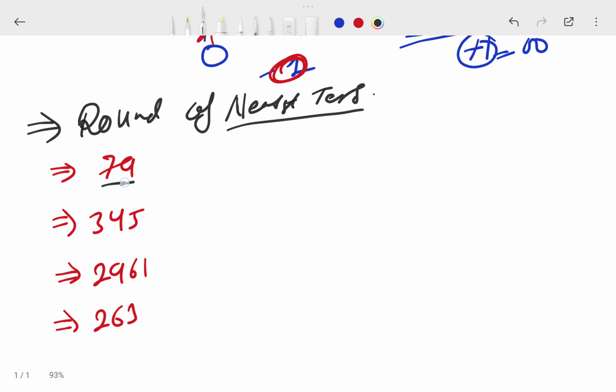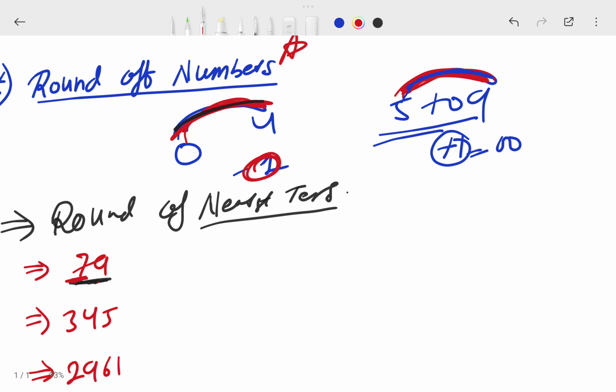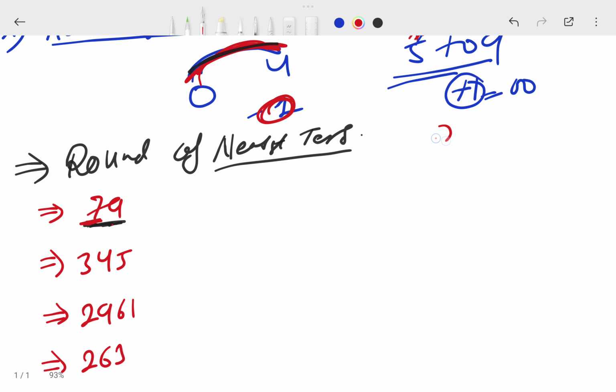So this is ones, this is tens. In 79, the 7 is in the tens position, but we don't have to see that number, we have to see the nearest digit. The nearest is 9. The 9 comes between 5 to 9, which means it's going to be plus 1. So 7 plus 1 is going to be 80.